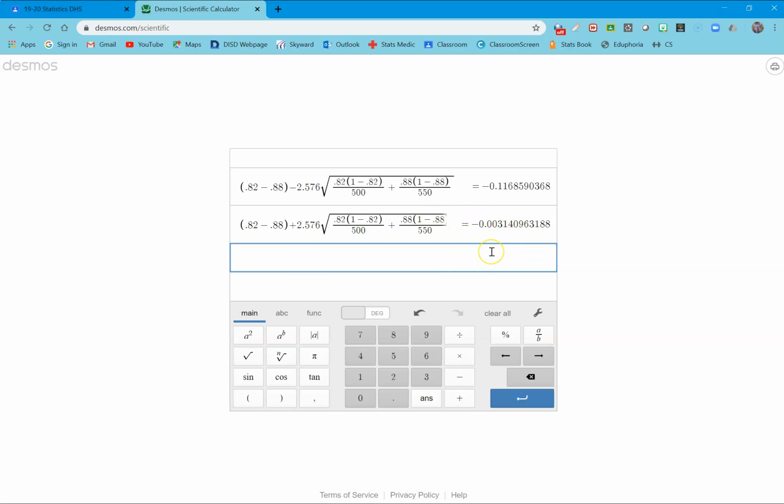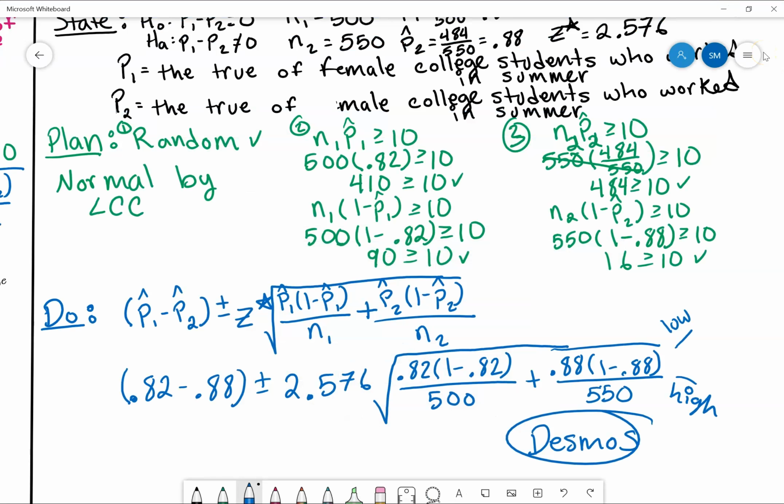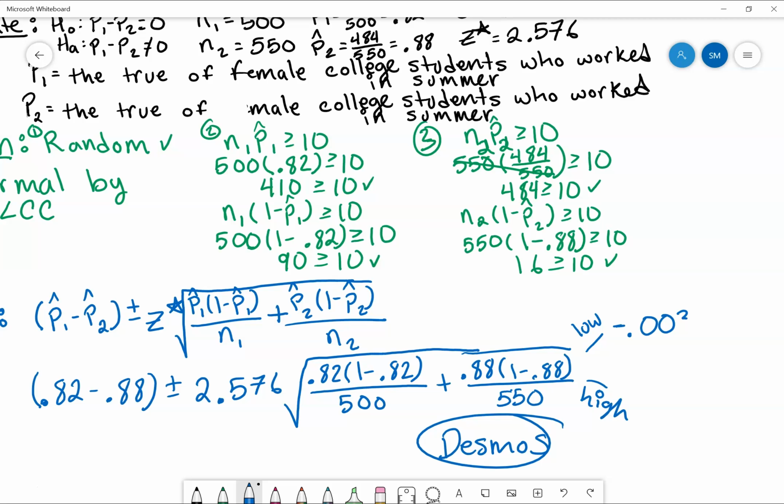So we have, oh, that's weird. Okay. So our high number is, oh no, that makes sense. No, it doesn't. So we have negative 0.03 and negative 0.116. So our low number is negative 0.003. And our high number is negative 0.117. So now we need to go ahead and do our conclusion. So we're almost there, just need to conclude.